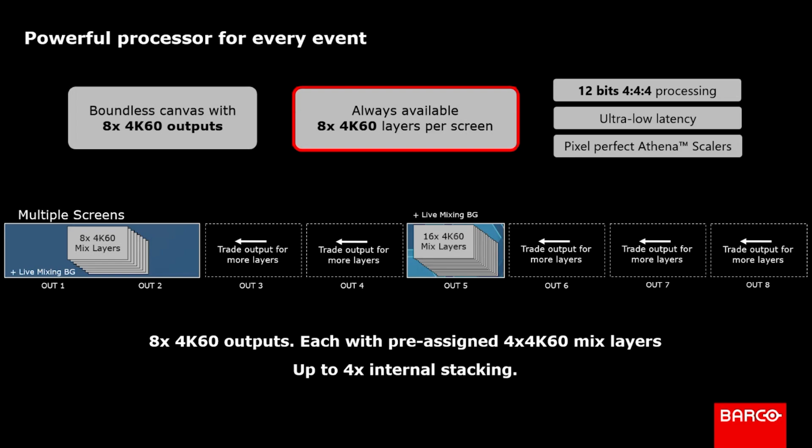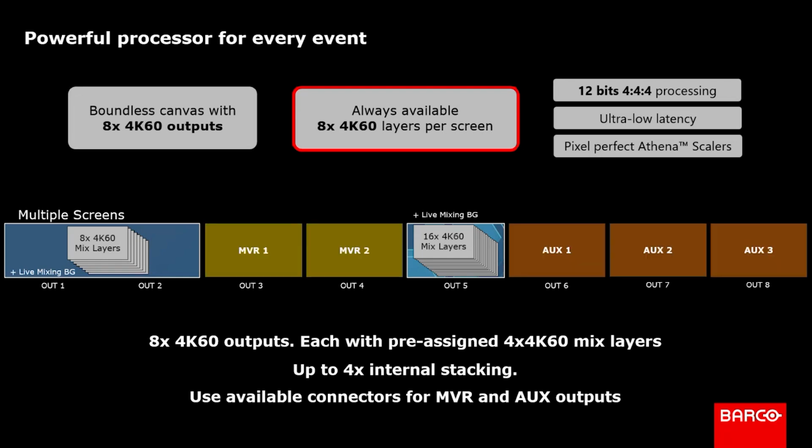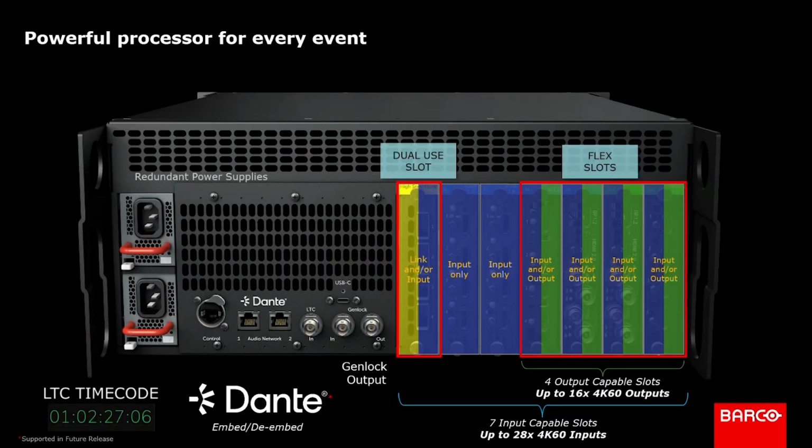But I digress, because I put the outputs in air quotes because the screen resources can be sacrificed, but that doesn't mean that the physical output is dead. So we can dedicate those outputs to additional auxes or for multi-viewer, right? Meaning that those physical outputs are not dead, they can be utilized somewhere else. And again, all of this is done with 12-bit 444 processing with ultra low latency and our pixel perfect scalers.